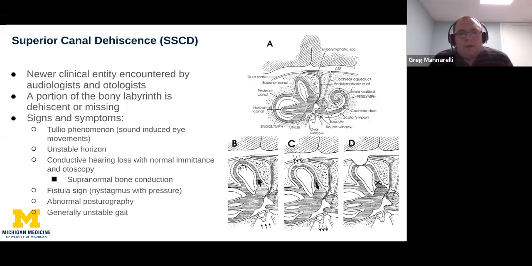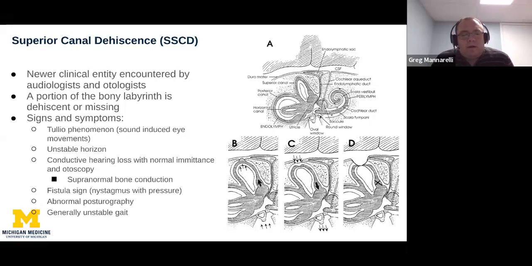It's when a portion of the bony labyrinth, most commonly over the semicircular canal, though it really can happen in other canals too, but by far most common in superior canal, where that portion of the bony labyrinth is dehiscent or missing, and it causes a number of signs and symptoms in these patients, including Tullio phenomenon, which is sound-induced eye movements. They're going to have an unstable horizon, conductive hearing loss in the presence of normal immittance and otoscopy, with typically supernormal bone conduction.